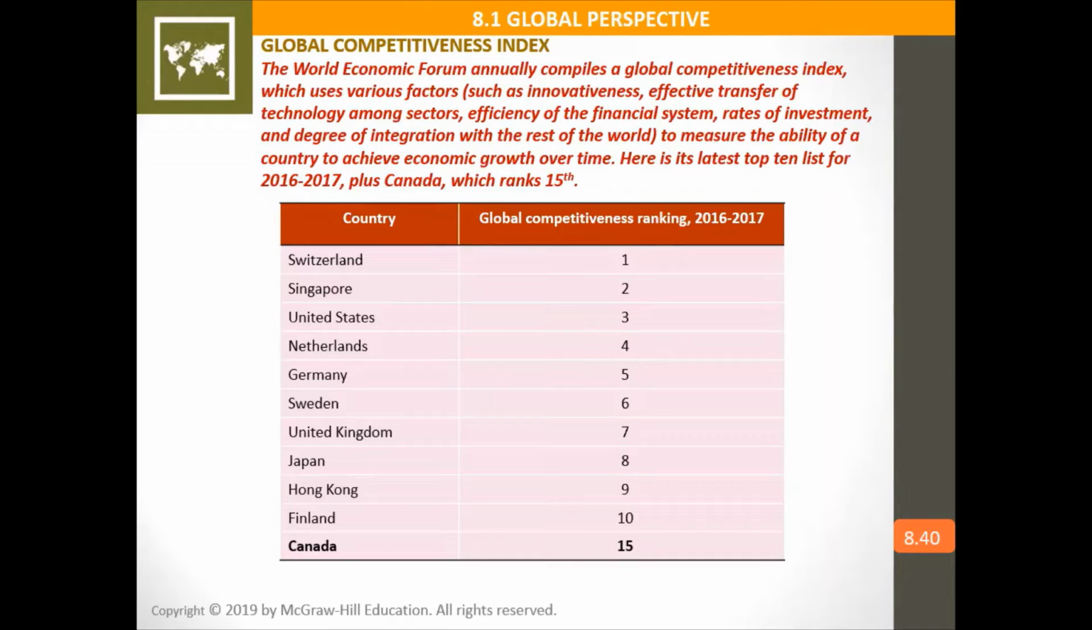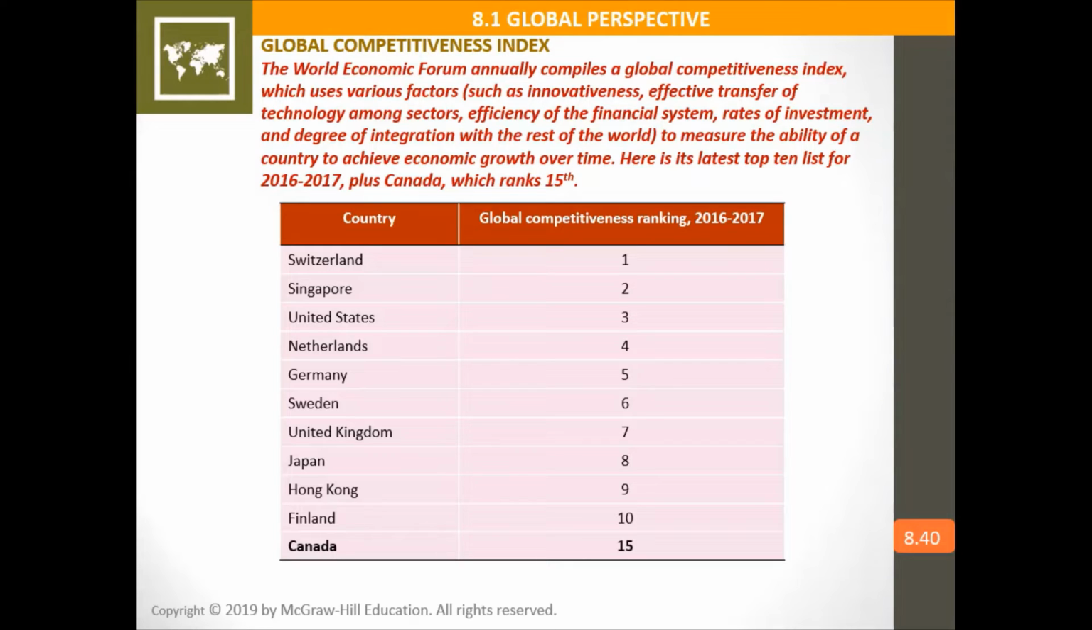So the global competitiveness ranking is highest for Switzerland, second highest for Singapore, and third highest for the United States. Canada's 15th. This is based on innovativeness, effective transfer of technology among sectors, efficiency of the financial system, rates of investment, and degree of integration with the rest of the world.